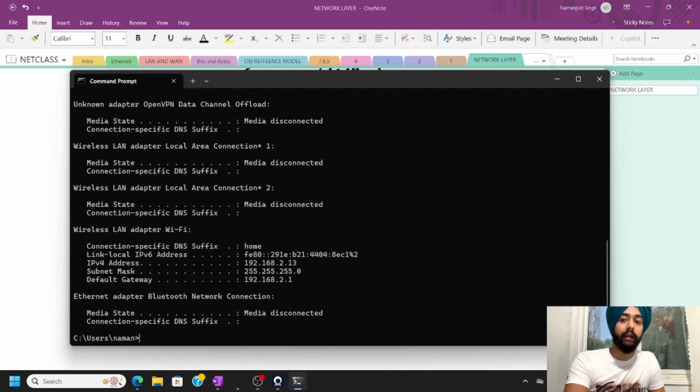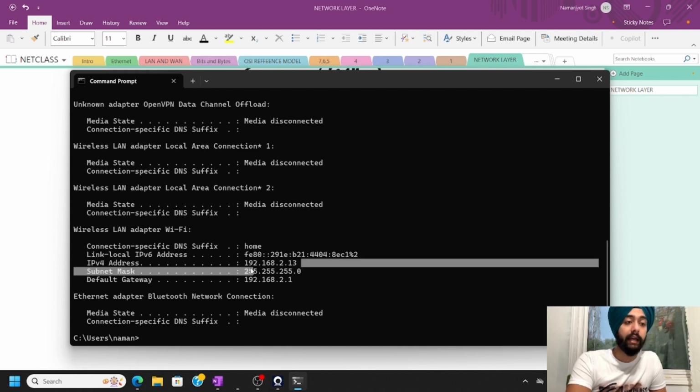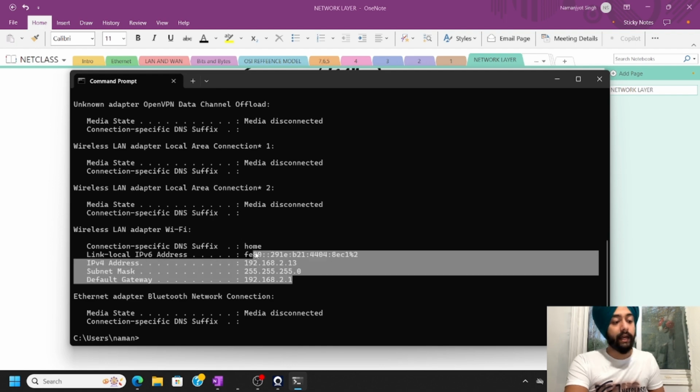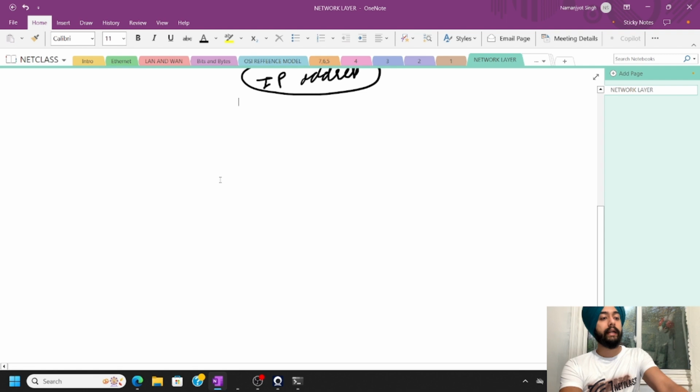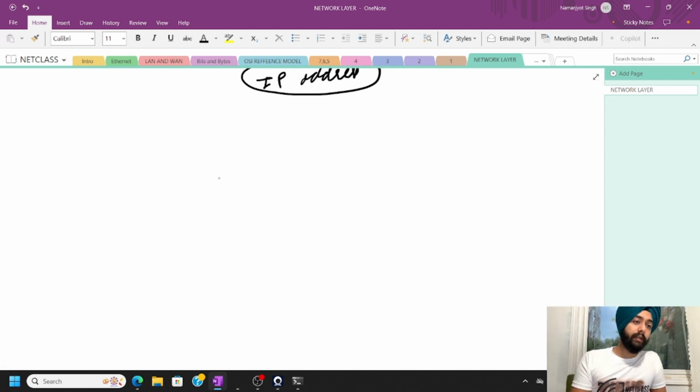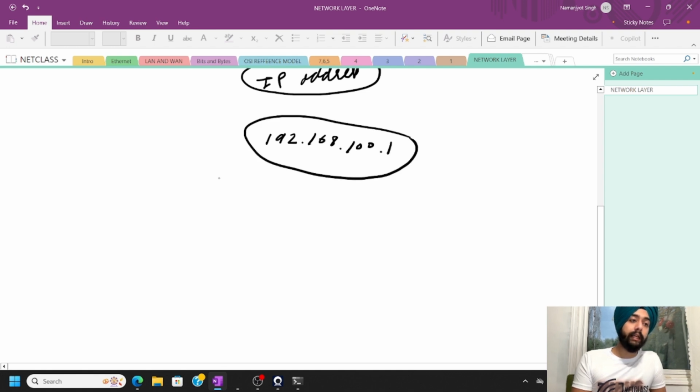This ipconfig gives us some details. What are these details? The IP address, the MAC address, the subnet and the gateway. The IP address is addressed at the network layer. For example, we have an IP address of 192.168.100.1. This is one IP address.